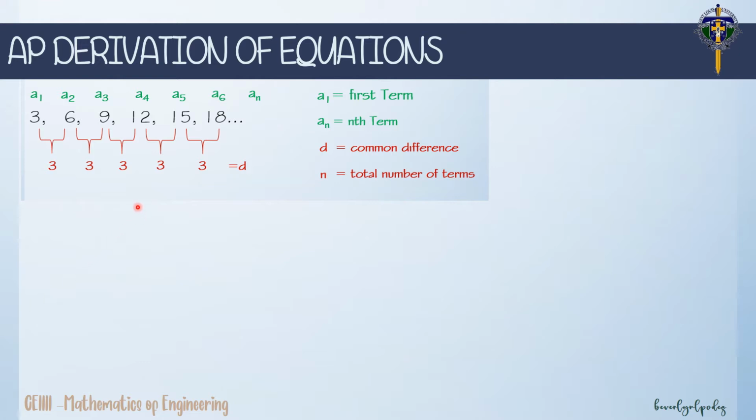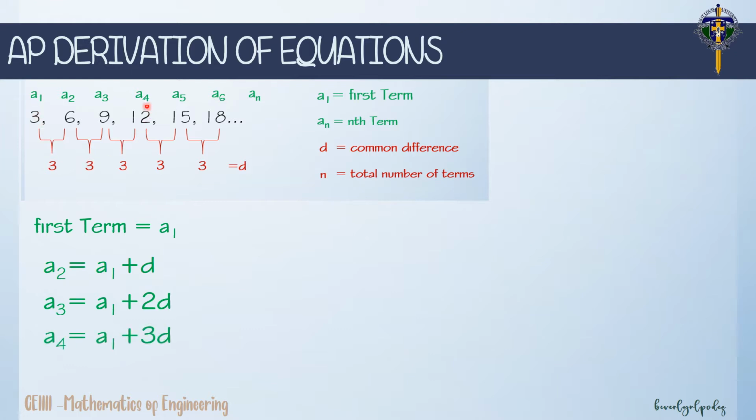Let us now derive the equations that are being used in arithmetic progression. So AP stands for arithmetic progression. We have here the same example that we had used previously, and we have our A1, which is the first term. So to get the value of A2, this is simply A1 plus the difference. To get the value of A3, this is simply A1 plus twice the difference.